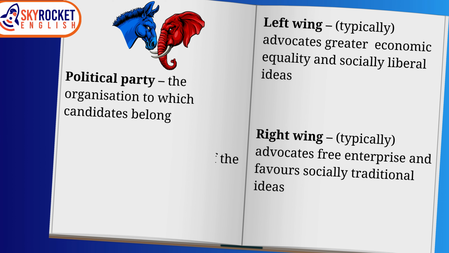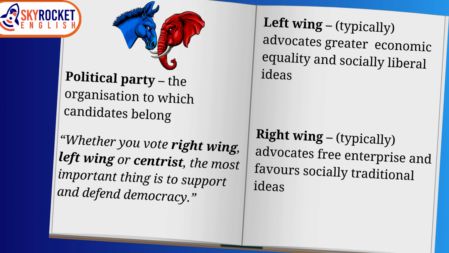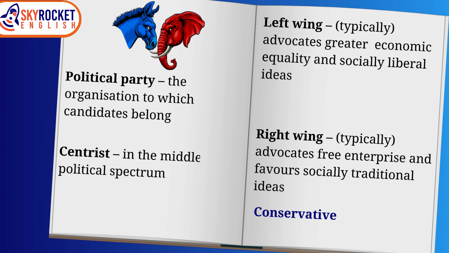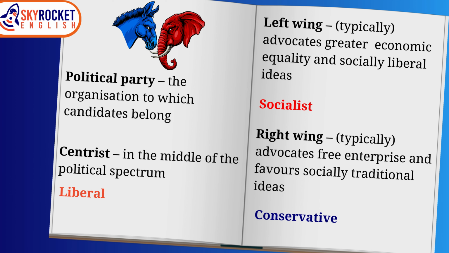For example, whether you vote right-wing, left-wing or centrist, the most important thing is to support and defend democracy. Parties on the right are known as conservative, while parties on the left are known as socialist. And in the middle, they're usually called liberal. To be left-wing, right-wing, centrist, or conservative, socialist and liberal.